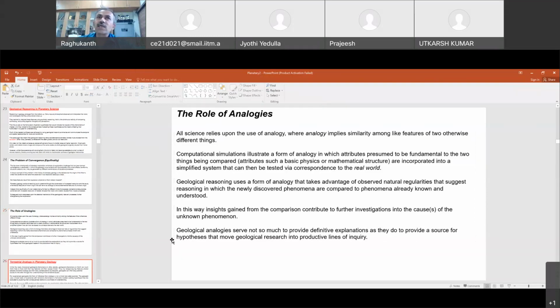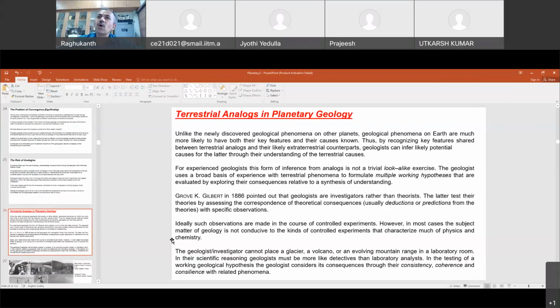That's what we call terrestrial analogs. For Earth, geological phenomena are perfectly fine. If you want to know why the Himalayas are rising, you can test with GPS instruments or seismic data. But if you want to do geology of, like I showed you, why mountains have formed on Mars, or why craters have formed on Mars or the Moon, we can't go there to test. We don't have that luxury.